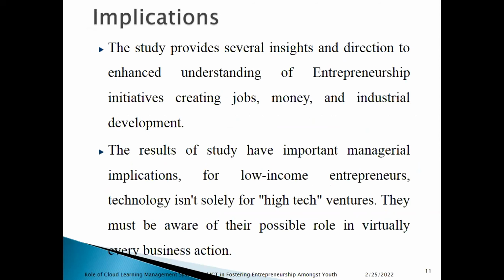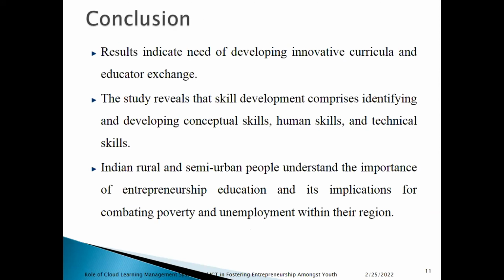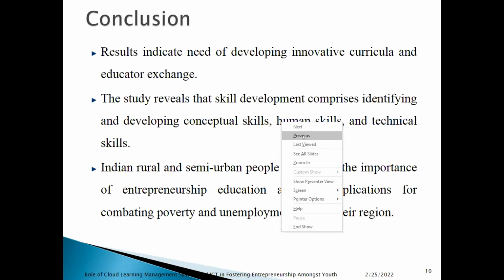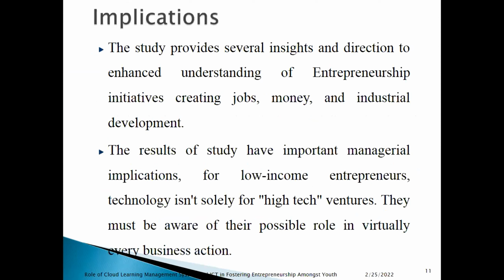The study has the following implications: it provides several insights and directions to enhance the understanding of entrepreneurs' incentives, creating jobs, money, and industrial development. Sustainable learning involves collaboration between universities, business schools, government, and corporations. It requires a network of teachers, managers, and professionals. It has been emphasized that technology may play an important role in improving the prerequisite skills for entrepreneurship development. The results of the study may have important managerial implications for low income entrepreneurs.